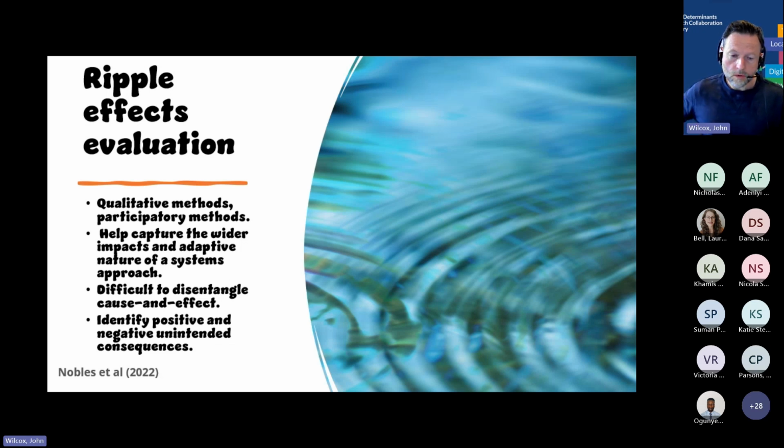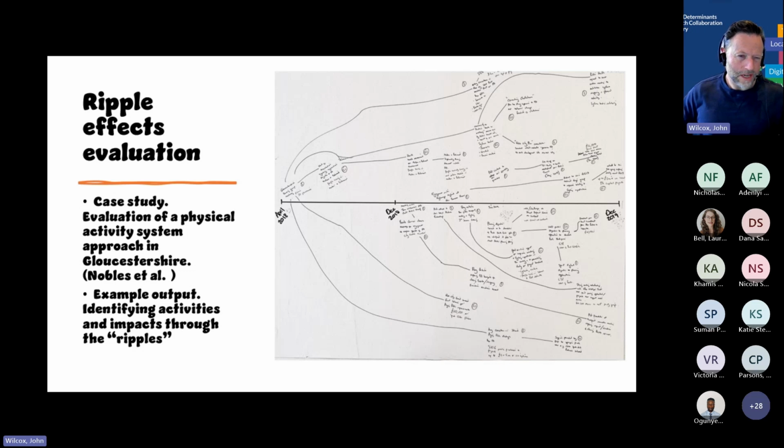So in this article, what's quite nice about it is they talk through the process. And so what I've done is select some of the diagrams within that research paper just to help illustrate the process. As I said, it was a case study evaluation of a physical activity system. They worked with local stakeholders through a series of workshops to visualize the impact of the intervention and try and really capture the impacts that are beyond those that the specific intervention was trying to achieve.